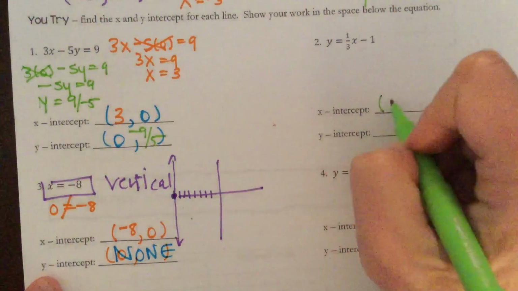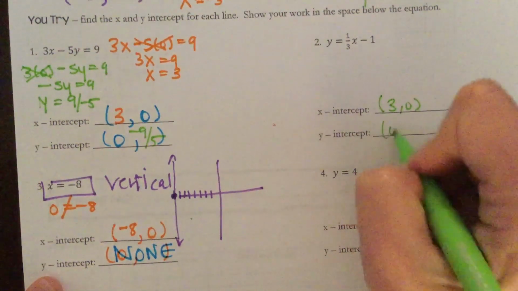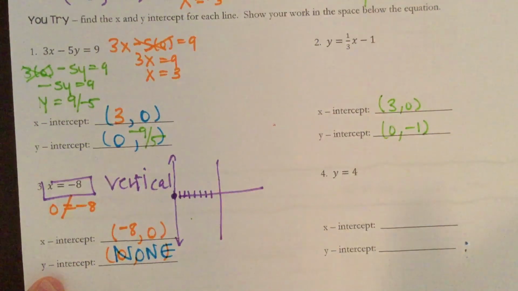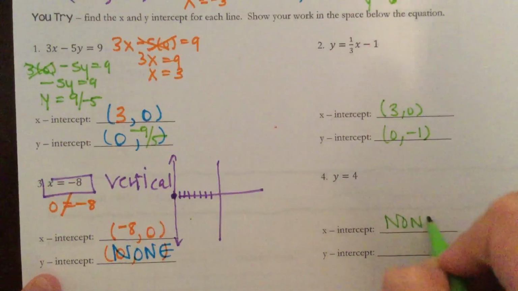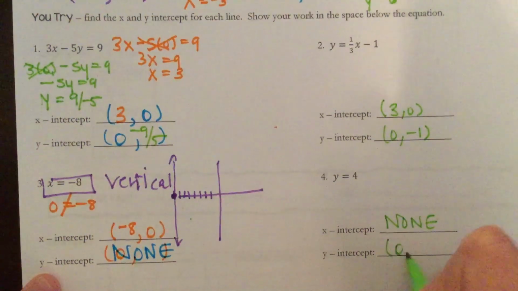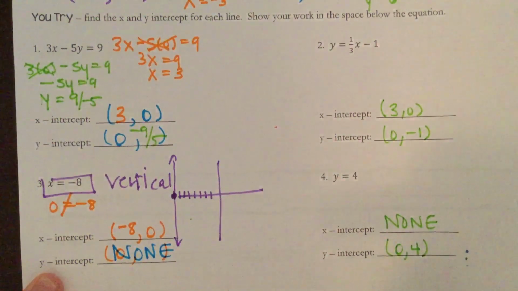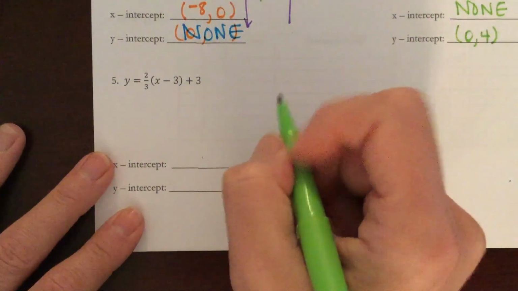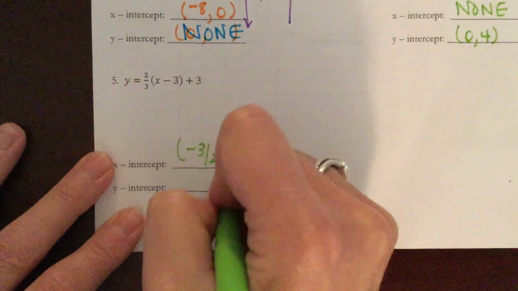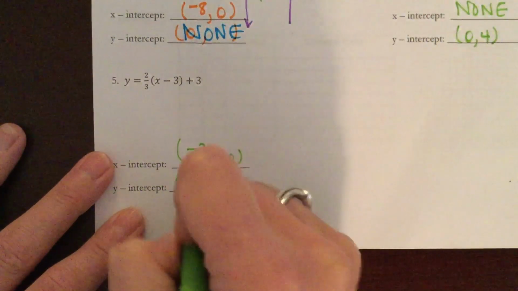Your x-intercept here should be 3, 0, and your y-intercept should be 0, negative 1. For number 4, your x-intercept should be none, and your y-intercept should be 0, 4. Finally, for number 5, your x-intercept is -3/2, 0, and your y-intercept is 0, 1.